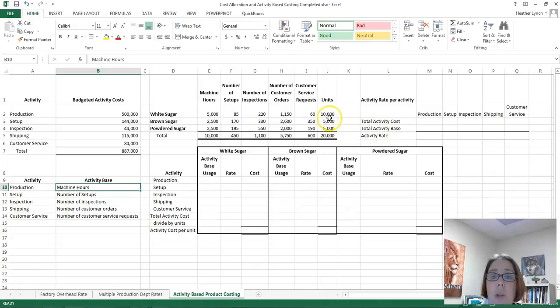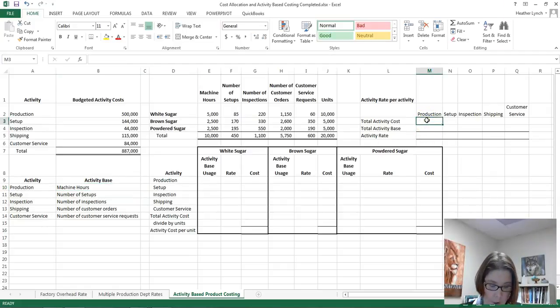And then here are the total units. And we're going to be producing white sugar, brown sugar, and powdered sugar. So first, what I have to do in activity-based costing is figure out an activity rate per activity. So if you notice, we have production, setup, inspection, shipping, and customer service.